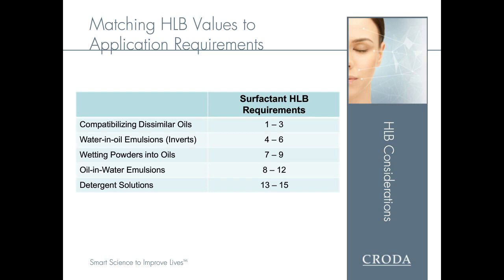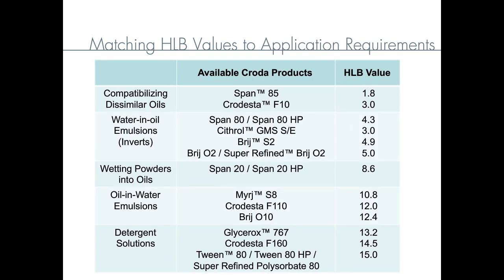These correlations are based on long time experience of using Croda emulsifiers, but exceptions do exist. For example, a few excellent detergents have been found in the HLB range of 11 to 13. From the previous slide, Croda has a range of surfactants that will create whichever application you are looking for.